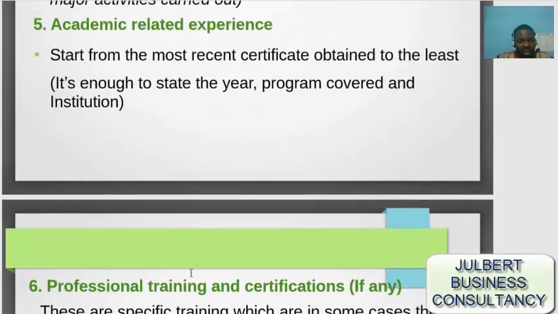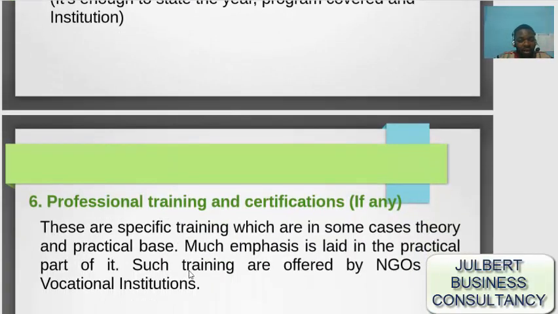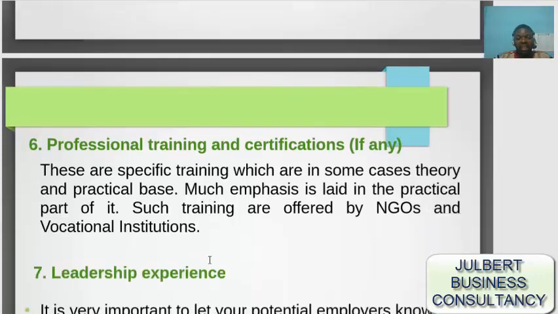After your academic related experience, you have professional trainings and certifications, if any. Okay, what are professional trainings and certifications? These are specific trainings which are in some cases theory and practical based, where much emphasis is laid on the practical part of it. Such trainings are offered by NGOs and vocational institutions. Like the course you're taking now is a professional training.